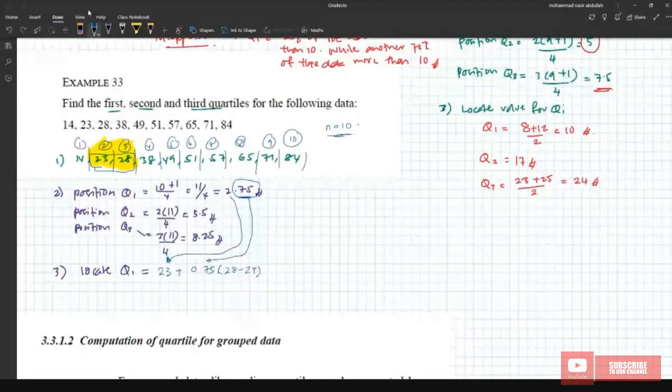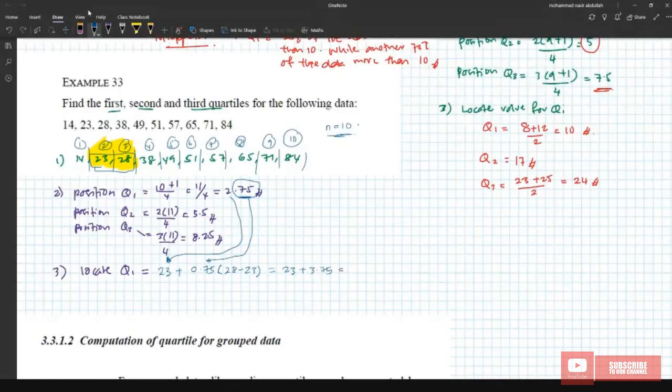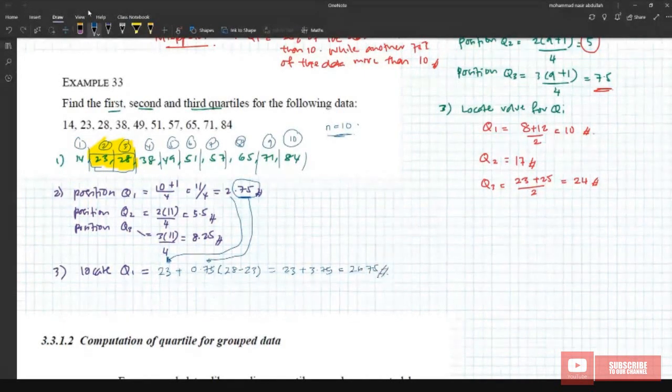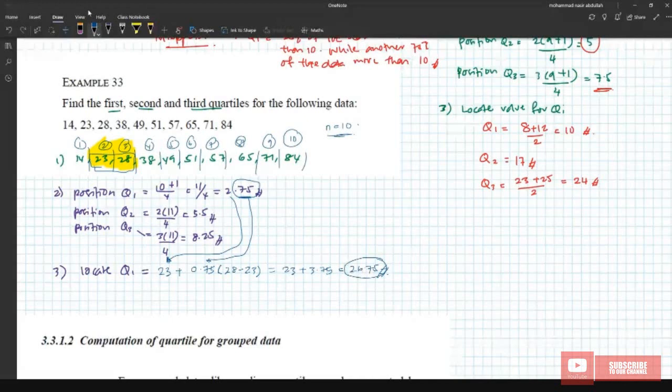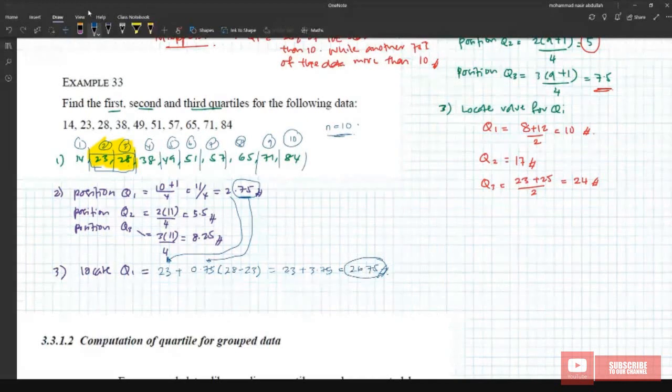Right? So this one should be equal to 23 plus 3.75. So this one should be equal to 26.75. Right? And you need to make sure 26.75 is between 23 and 28. Right? So this is the value of quartile number 1.